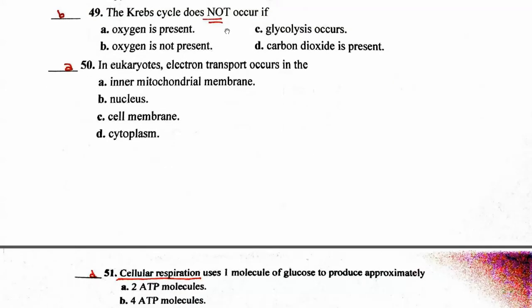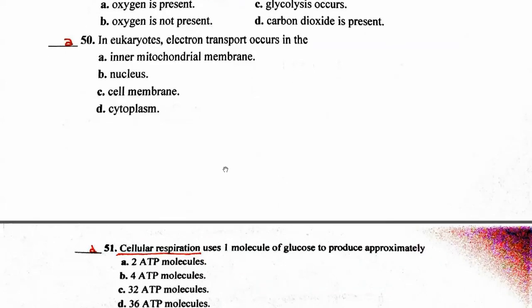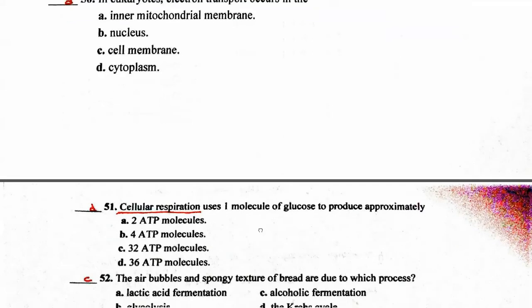The Krebs cycle does not occur if oxygen is not present, because if oxygen is not present, you don't have a final electron acceptor, and therefore the electron transport chain won't work, and therefore you won't have any NAD plus or FAD to grab the electrons from the Krebs cycle. So the Krebs cycle will stop. In eukaryotes, electron transport chain occurs in A, the inner mitochondrial membrane. Okay, and just look back at that diagram, it explains that.